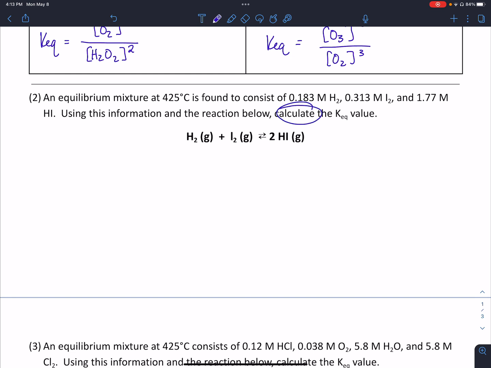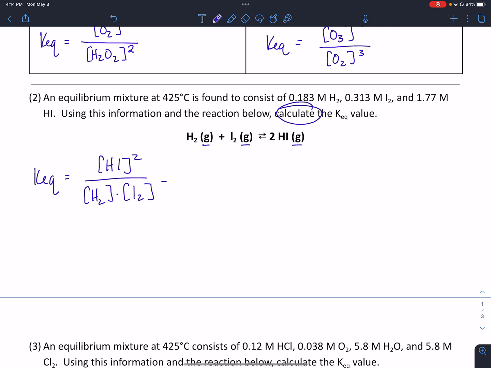So we have a reaction, and we're told that an equilibrium mixture at 425 degrees Celsius is found to consist of 0.183 molar H2, 0.313 molar I2, and 1.77 molar HI. Use this information in the reaction below to calculate the KEQ value. All right, so we check. We've got a gas, a gas, and a gas. Everything's balanced. So we start by putting our KEQ value in. So we've got HI squared divided by H2 times I2.